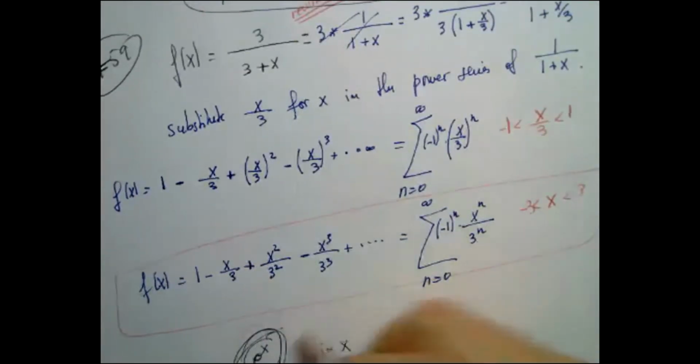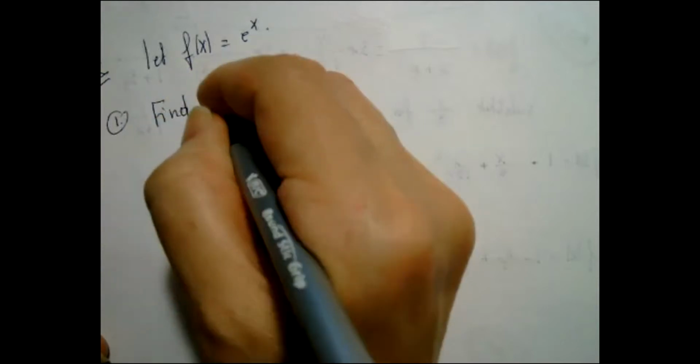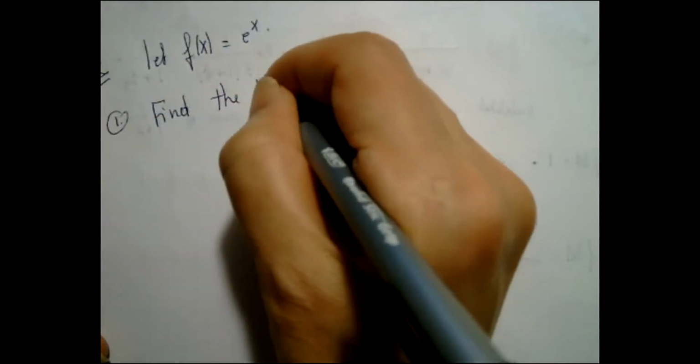Yes? All right. Good. So now we're going to go back to e to the x, and we're going to find its Maclaurin series, all of it, and then its interval of convergence. So for which values of x does the equality hold. So let f of x be equal to e to the x. So question number one, we're going to do a lot of examples. Question number one is, find the Maclaurin series of f.